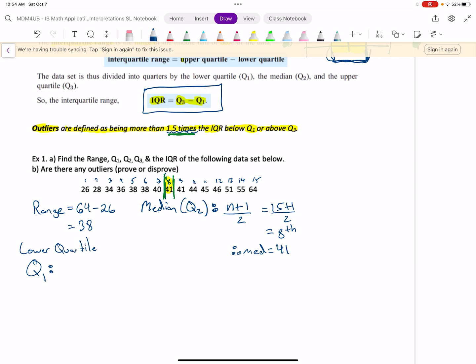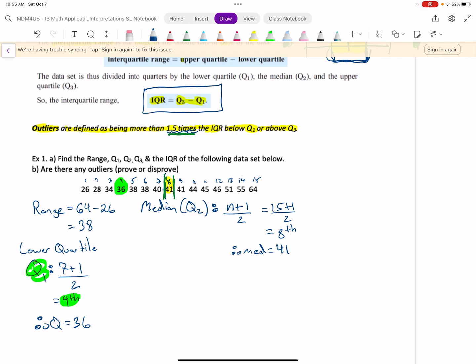You can do the same thing with n plus 1 divided by 2, but now you're only working with the lower half, which is 7 data points. So I don't include the median. I take 7 plus 1 divided by 2, so it will be the 4th data point. And so this Q1 corresponds to this 4th data point. So therefore, Q1 is equal to, in this case, 36. And you get the idea.